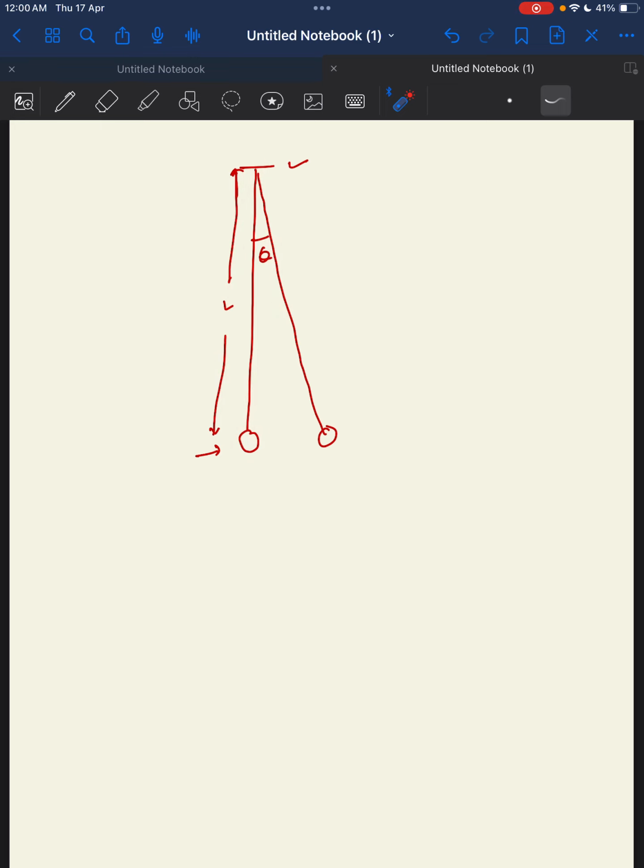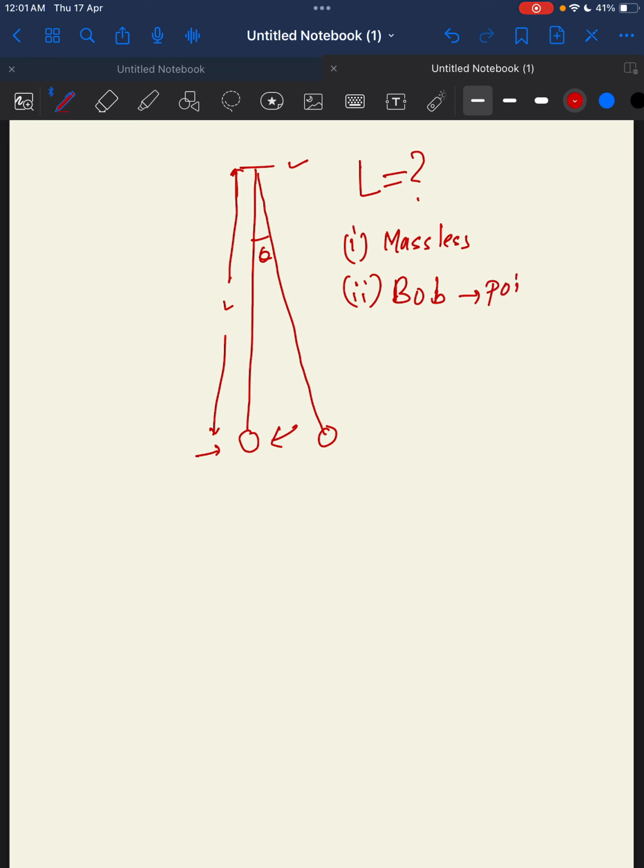But in measuring this length L, there was an approximation. The approximation is that this string first of all must be massless. The bob which is connected must be a point mass. But in nature there is nothing like a point mass. Point mass means the dimension is very low and the mass is very high. This can only happen if we increase the length of the string and the bob is so small that we can assume it is a point mass. So this is an approximation.